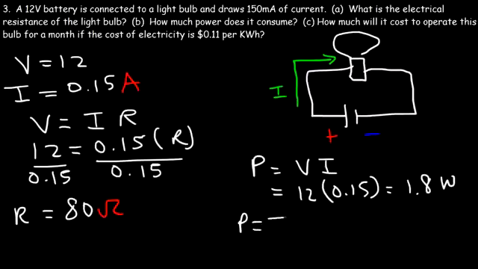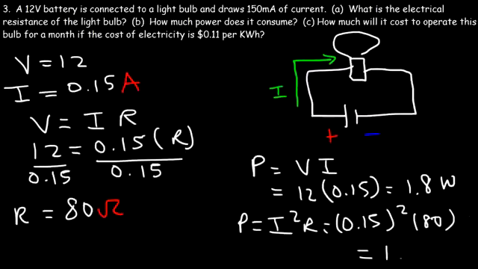Now we can also use I squared times R. So we can take the current, which is 0.15, square it, and then multiply by the resistance, which is 80. 0.15 squared times 80 will give us the same answer, 1.8 watts. So you can use both techniques to calculate the electrical power.